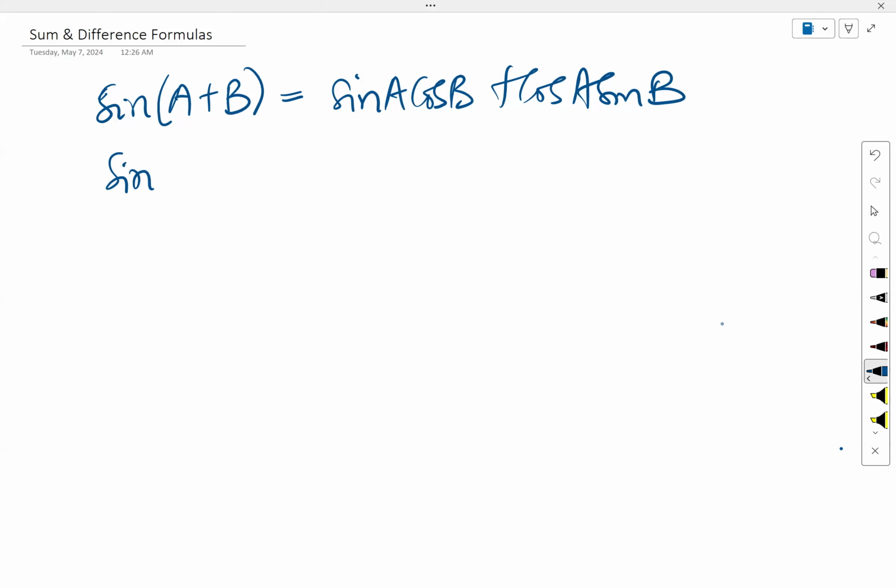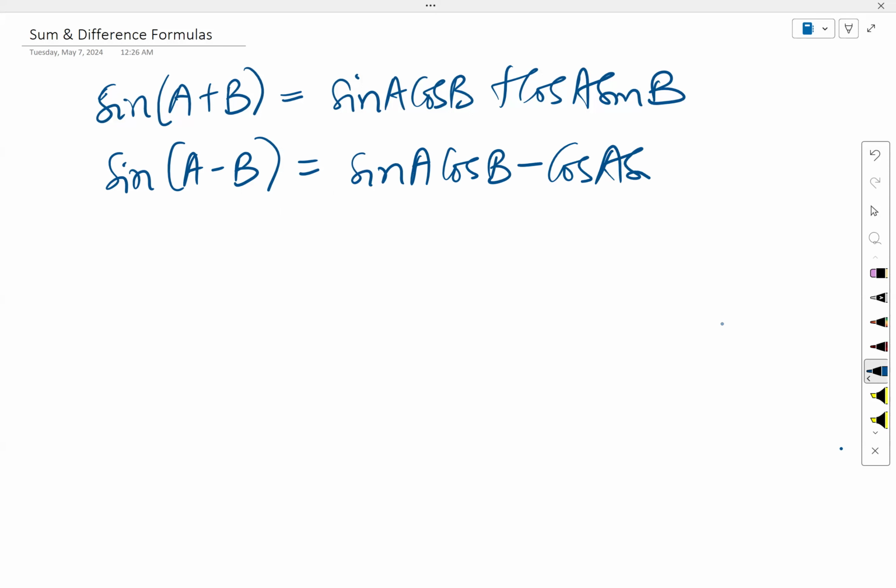Okay, then we can have sine(A - B). In this case, it just goes straight to sin A cos B - cos A sin B. Okay, now things get trickier when you get to cos. Look at what happens with cos. So when you have cos(A + B).